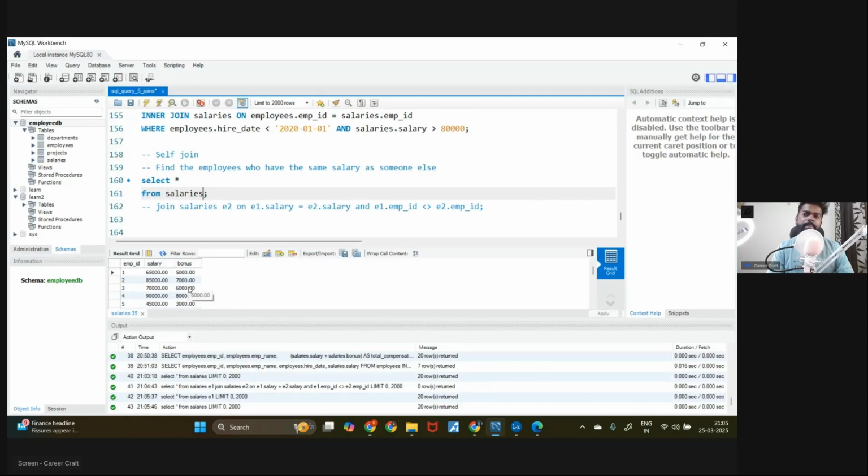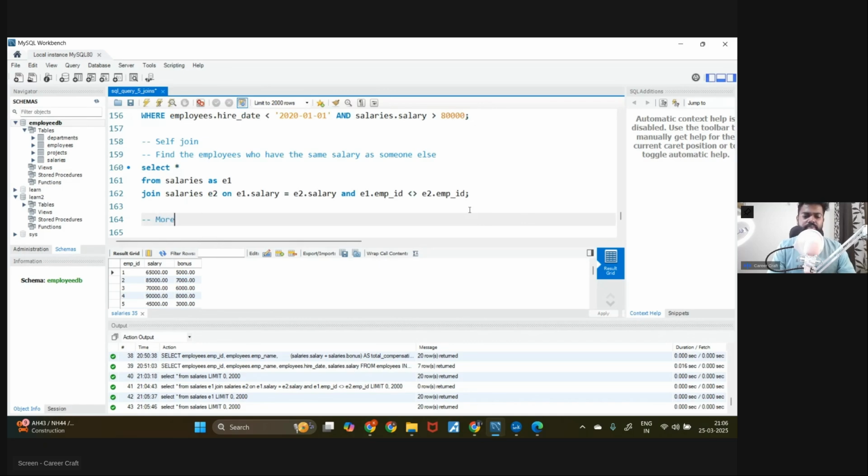Simple, right? There will be no difference in the result. It is just that you are saying it as E1. As means alias. It means SELECT * FROM salaries, whatever result it is, that would be E1. That's it. Got it? Class, yes or no? Very good. Now, to give you more questions on self join.